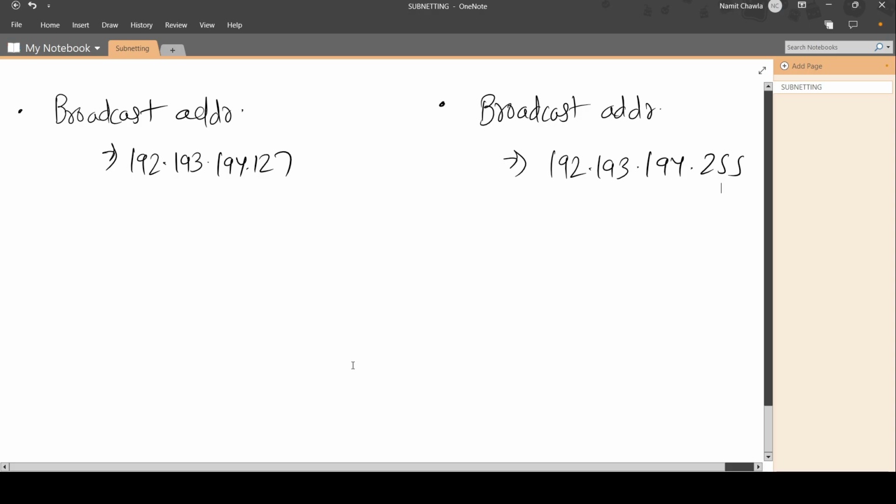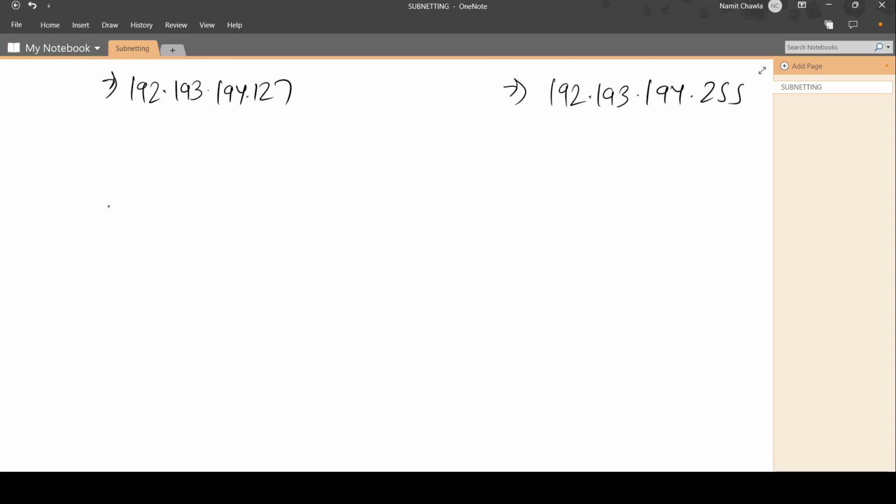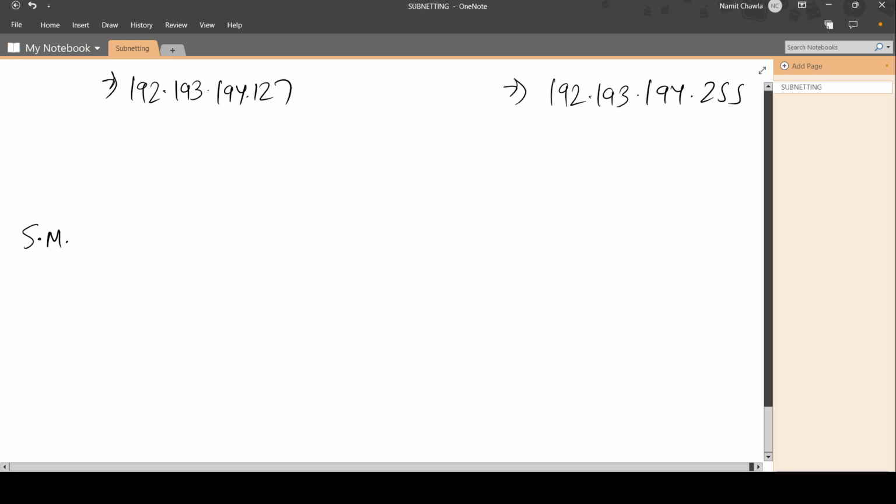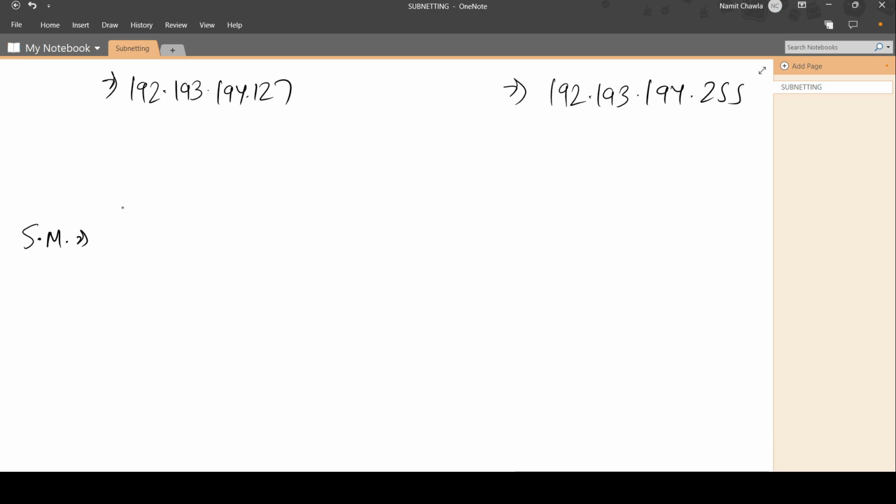Okay, last thing that we are left with is subnet mask. To calculate subnet mask, network bits should be 1 and host bits should be 0. Network bits were 25, so 25 bits will be 1. 1 2 3 4 1 2 3 4, first octet. 1 2 3 4 1 2 3 4, second octet completed. 1 2 3 4 1 2 3 4, third octet completed. Till now 24 are done, so the 25th and everything else must be 0. Done.